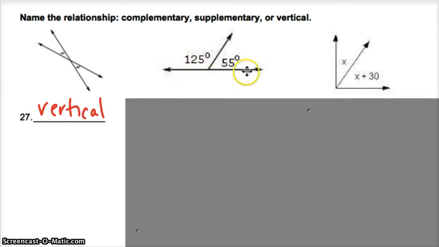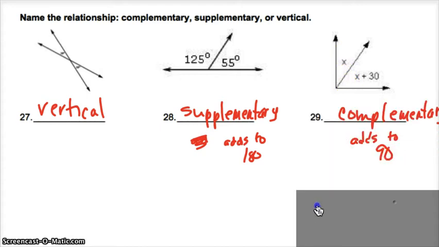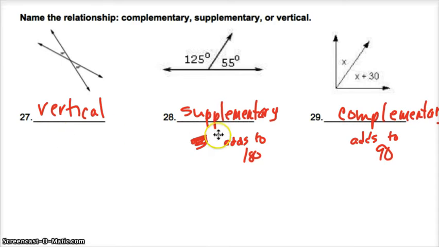Looking at number 28, these two angles go together. They make a straight line. That S in straight should help you with supplementary. You have to add up to 180. And then this third one, both of these angles go together and make a right angle in a square corner, and it is right to give complements. So the three angles here are vertical, supplementary, and complementary. 28 and 29 would also be adjacent, but that was not assigned.